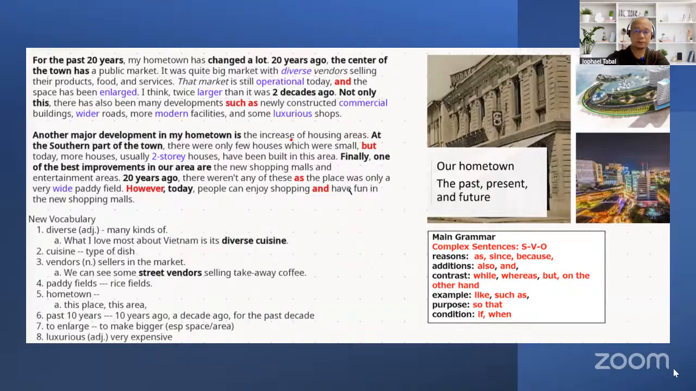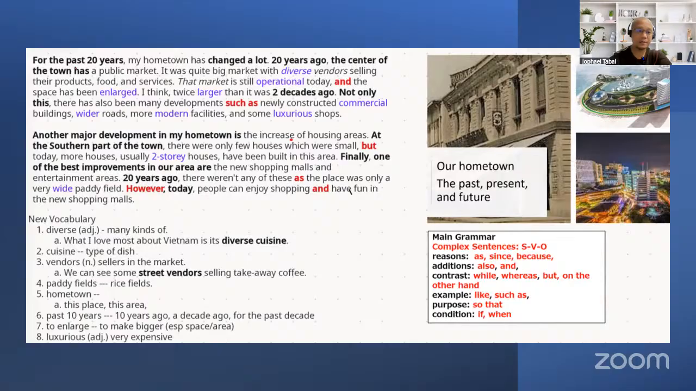So I want you to again think of your hometown. What was your hometown like in the past, maybe 10 or 20 years ago? What was your hometown like 20 years ago? And compare that situation of your hometown today. Here's a model answer.